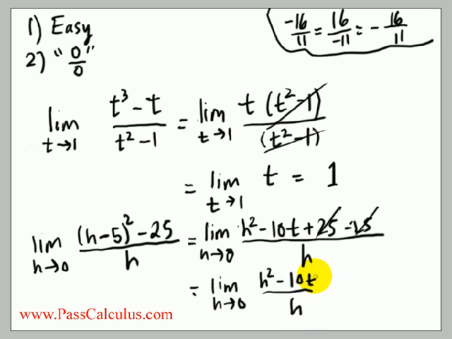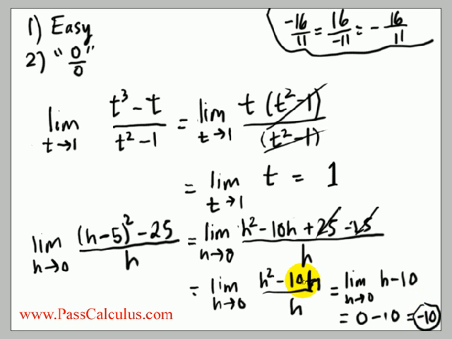Oops, that's a silly mistake there. I wrote a t, but we're dealing with h. Sorry about that. I guess I'm thinking of the last question there. Same thing here. So I have h squared minus 10h over h. Since there's an h everywhere there, I can cancel off an h. So I get h minus 10. And now I'm happy because now it's an easy kind. I can just put h equals 0 in there. I get 0 minus 10, which is negative 10. And that's my answer for that one.